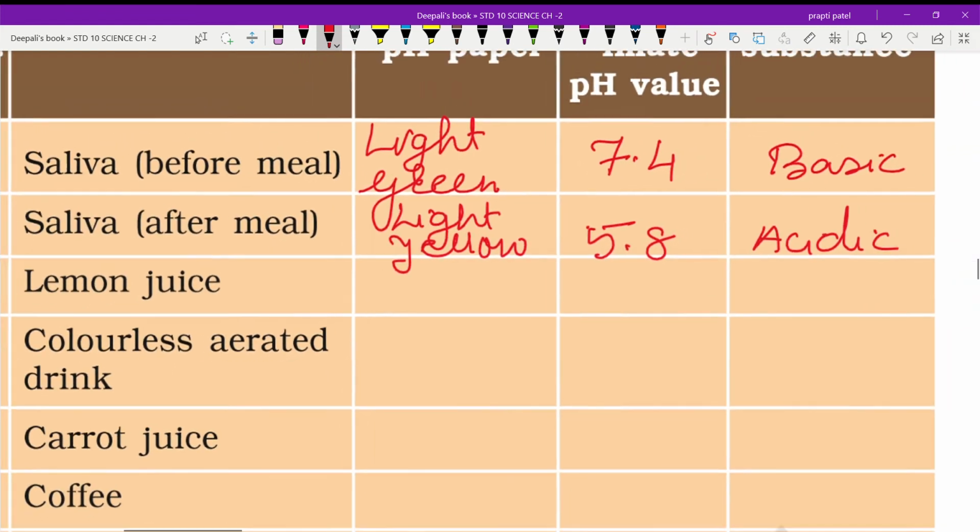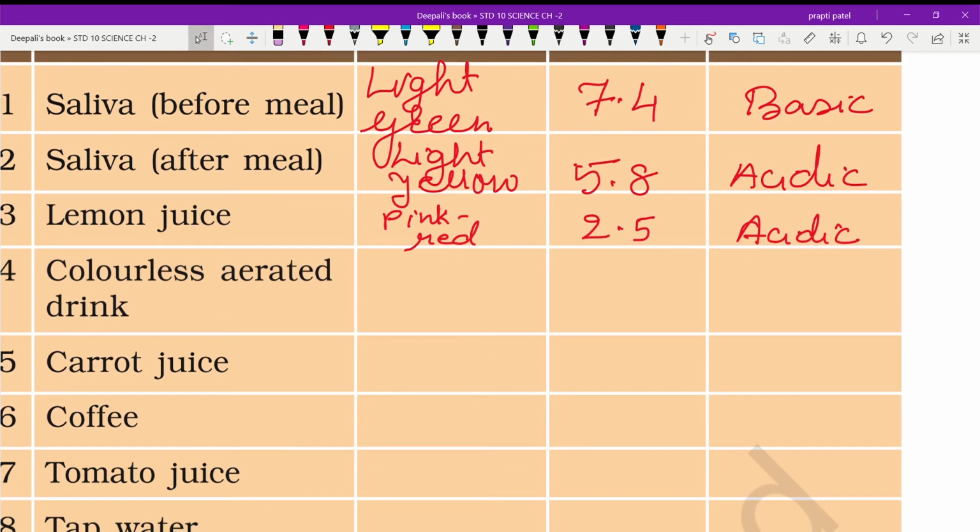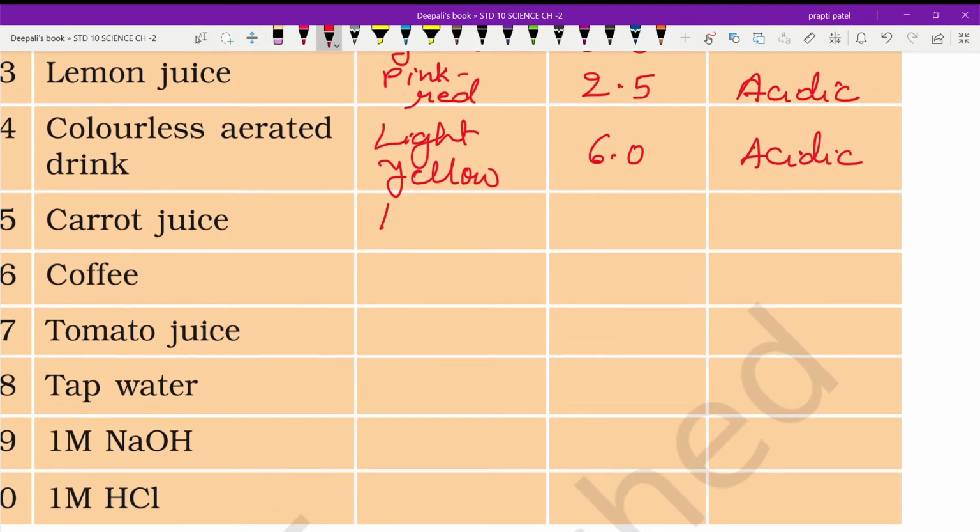Then we have lemon juice, which is pink to red in shade, with a pH of 2.5, and is acidic. Then colorless aerated drink gives a light yellow color and the pH is 6.0, which is acidic. Then carrot juice gives a light orange color and shows pH 4, which means it is acidic.